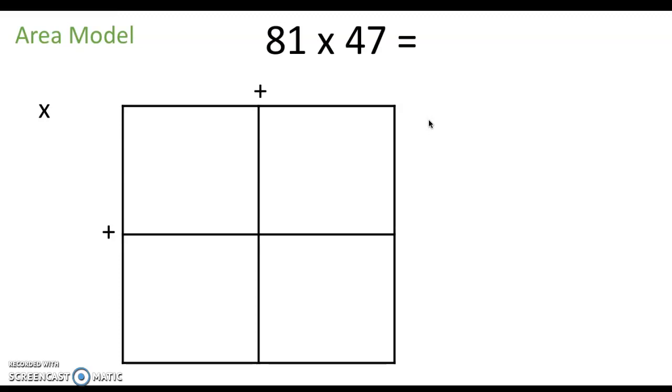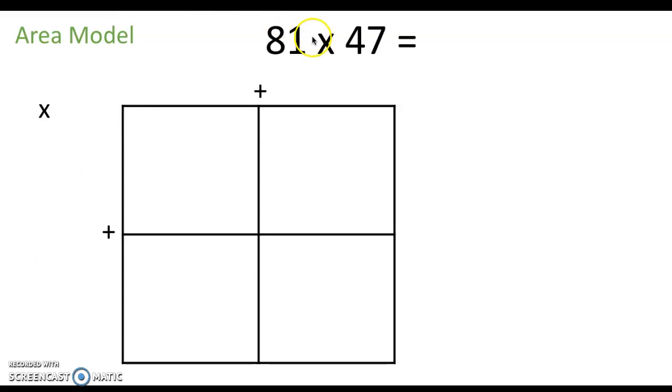Alrighty, for this next one, we're going to do 81 times 47. Remember, first thing you're always going to do is to draw that box that has two boxes stacked on top of each other, or I like to call it a window, because to me it looks like a window that you would draw in a picture.